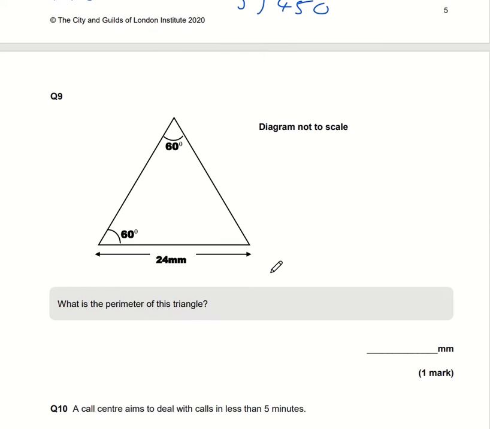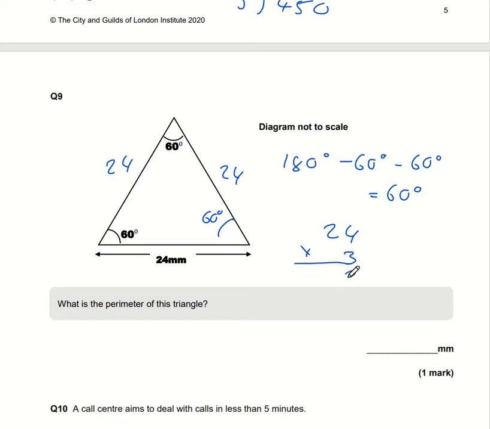Question number 9. This is an equilateral triangle because all of the angles are going to be 60 degrees. If we're not sure if this angle is 60, then we'll need to do 180 minus 60 minus 60, which is 60. So therefore this is 24 millimeters and this is 24 millimeters. So the perimeter is 24 times by 3. 3 4s are 12, carry 1, 2 3s are 6, plus 1 is 7. So the perimeter is 72 millimeters.